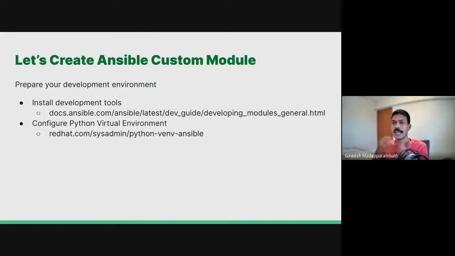So for creating Ansible modules, actually it's not rocket science. It's very simple, but you have to prepare something. The first thing is you have to install the development tools. When you install Ansible, you just install Ansible only, but you have to install some development packages, libraries and all. Also, you can try configuring a Python virtual environment. There are some documentations already available by which you can set up a Python virtual environment. It's very, very easy, 2 or 3 steps, or you can just proceed with the standard installation.